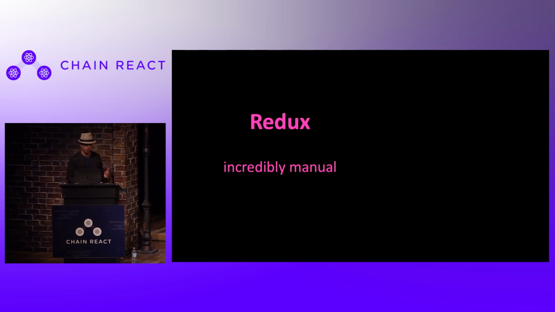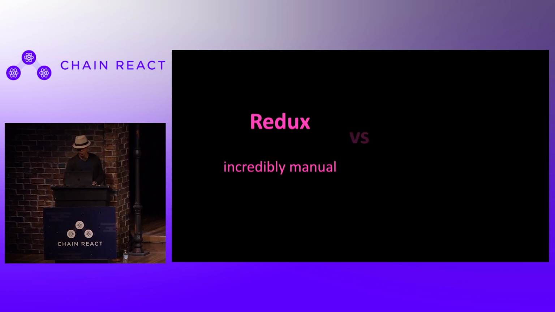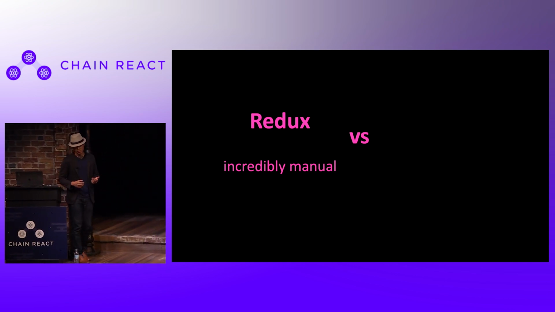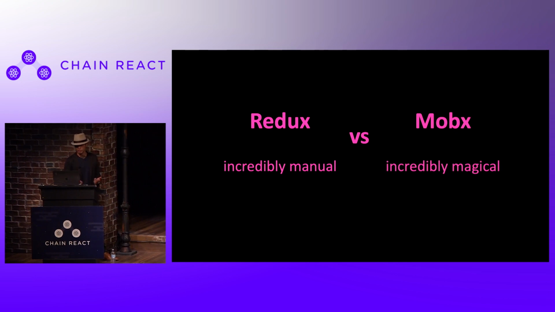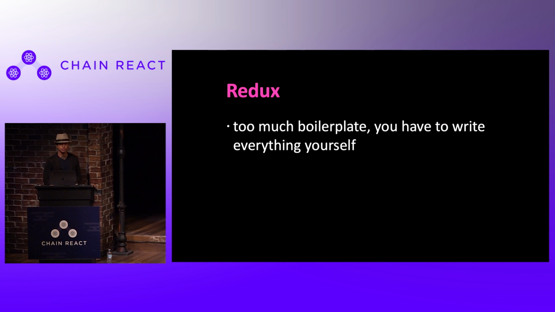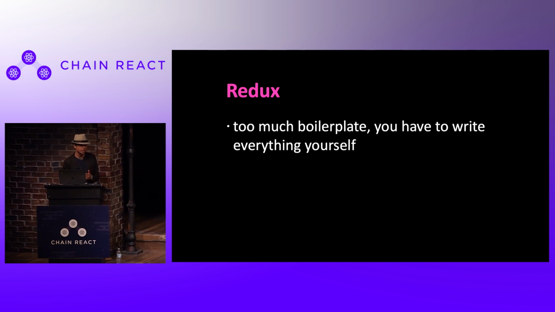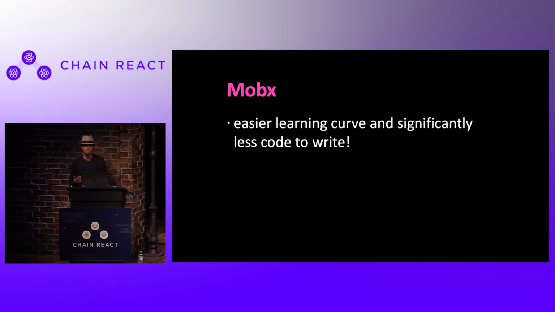We also know that Redux is incredibly manual. But do you know that there's another state management library in React that you can use? Lo and behold, we have MobX. It's incredibly magical. You'll see that in a bit. Now, why do some developers prefer MobX over Redux? They say Redux gives you too much boilerplate. MobX, on the other hand, has an easier learning curve and significantly less code to write.